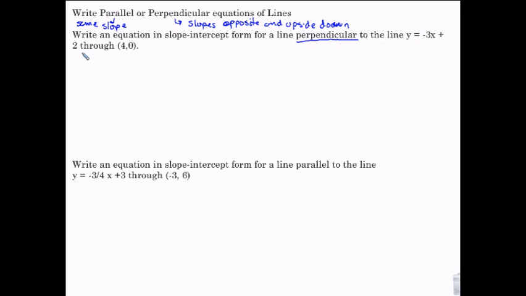So we have y equals negative 3x plus 2 through the point 4, 0. Okay. If our first slope is negative 3, our perpendicular slope is going to be positive because the first one was negative, and then we need to flip it over. So instead of it being a 3, it's going to be a positive 1/3. So here's our slope.